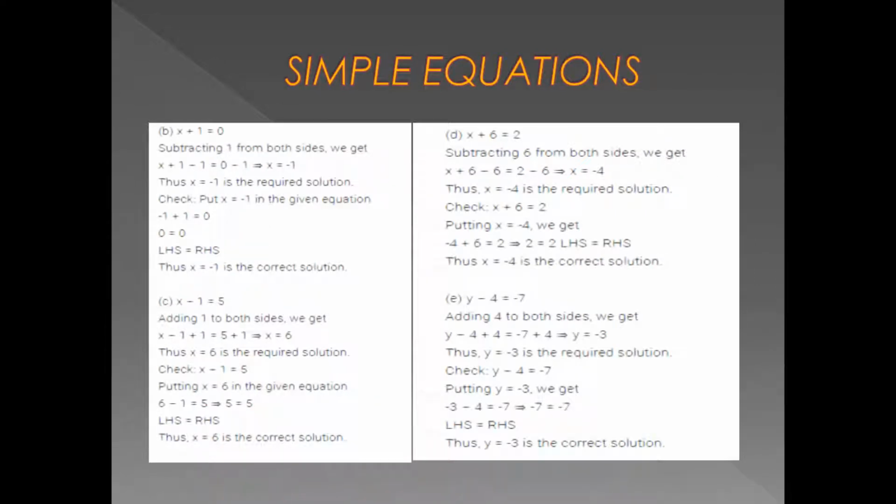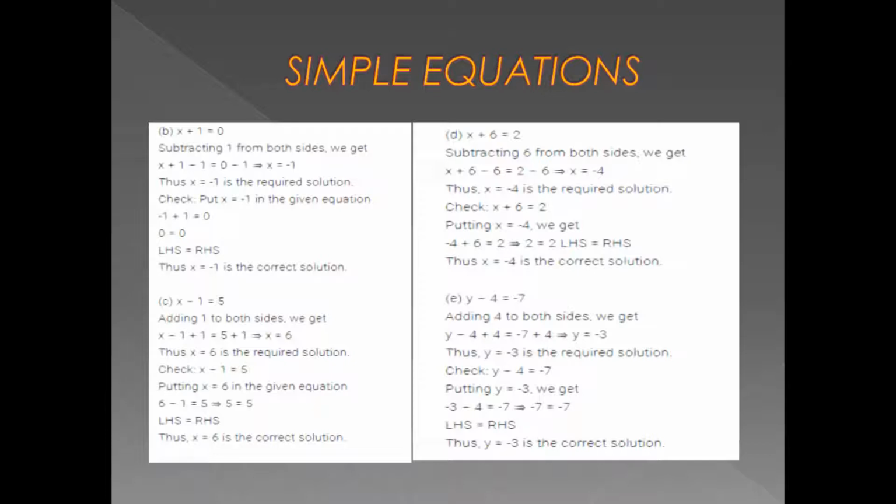Moving to the next, B part: x plus 1 equal to 0. Here we have the value 1 along with x. Whatever value we have along with x, we take the opposite of it. The opposite of plus 1 is minus 1, so we subtract 1 from both the sides. Whatever we do, addition or subtraction, it is to be done on both the sides. So x plus 1 minus 1 equal to 0 minus 1. So the answer is x equal to minus 1. Thus x equal to minus 1 is the required solution.